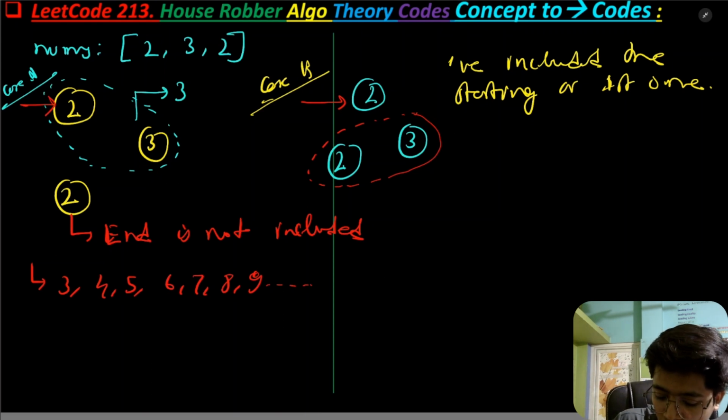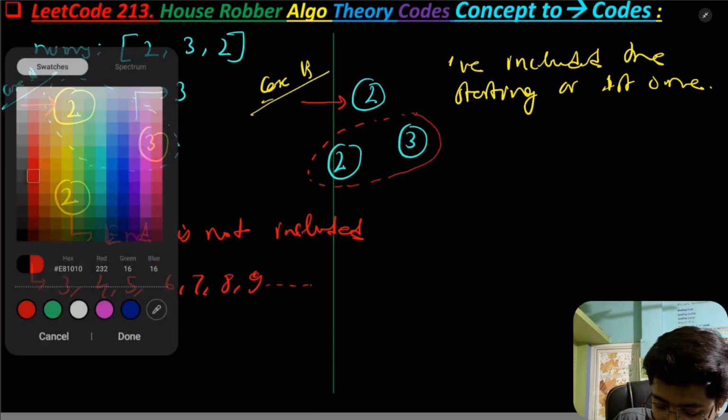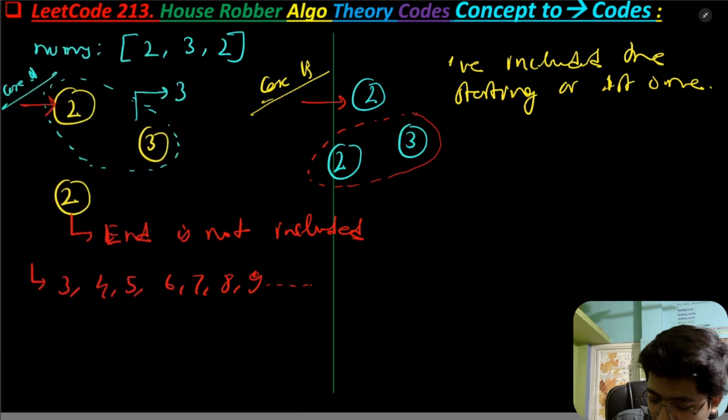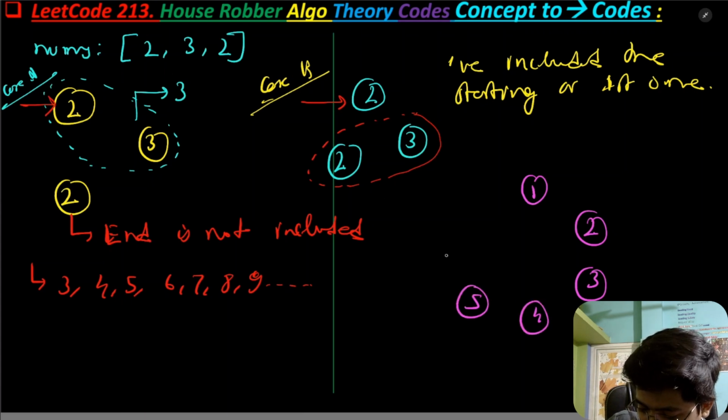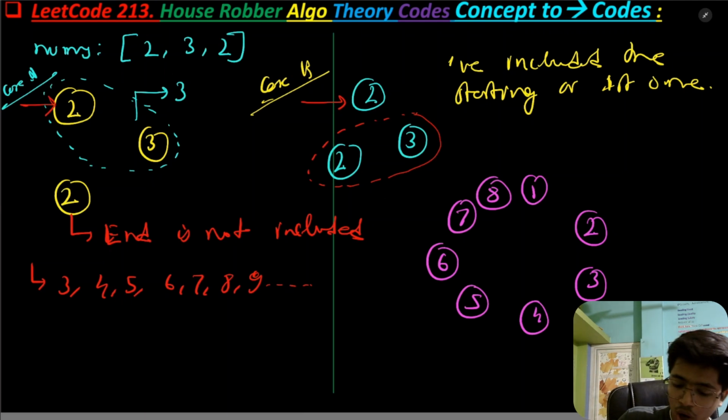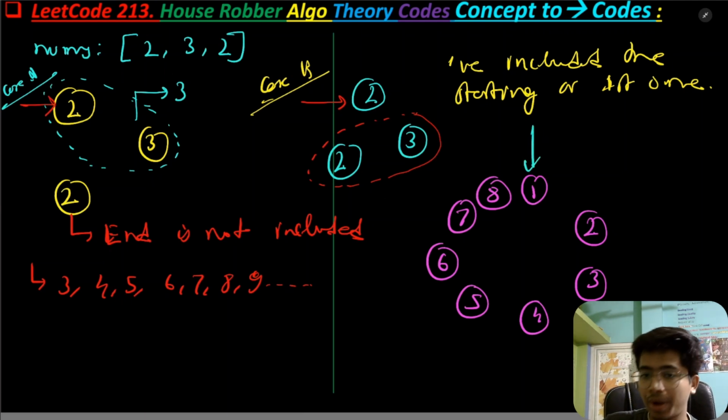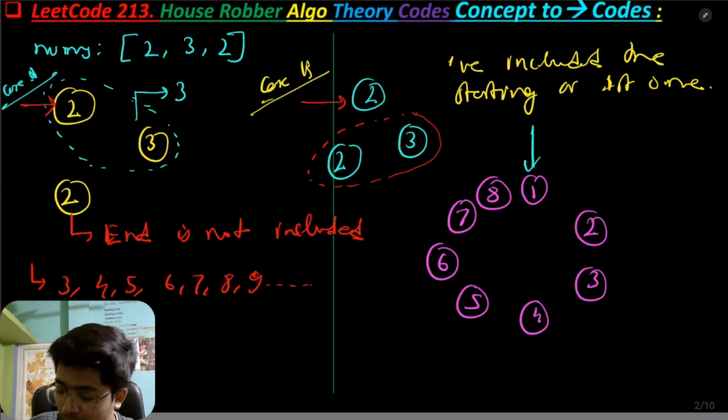Now let's take another, greater example. Let's say we have an array like this: 1, 2, 3, 4, 5, 6, 7, 8. So how can we understand from here? Let's consider 1 is our starting point.